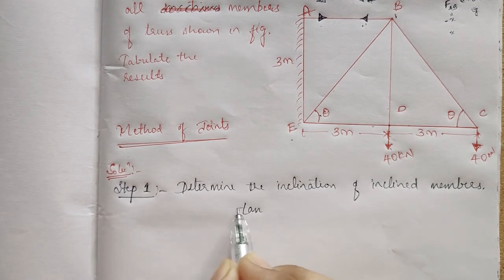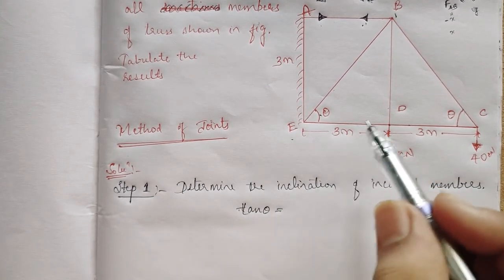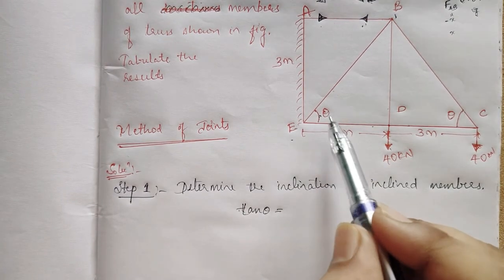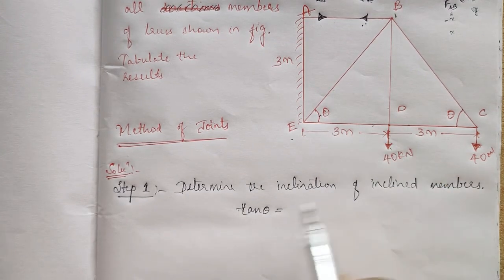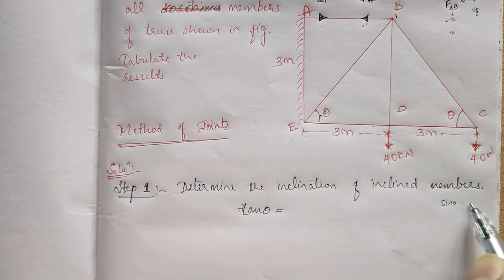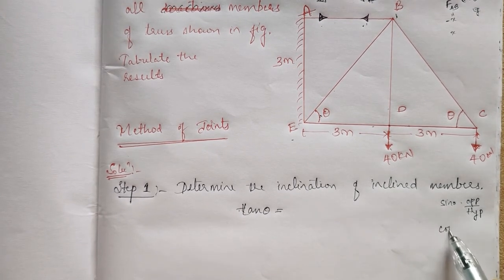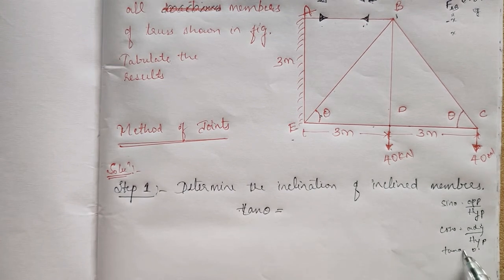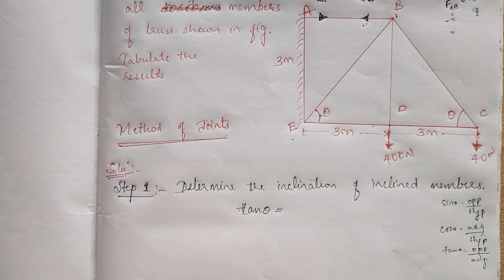I will take tan theta equal to, and why I took tan is because I know the sides. What is the angle theta? Sine is opposite by hypotenuse, cos is adjacent by hypotenuse. What is tan? Opposite by adjacent, right?